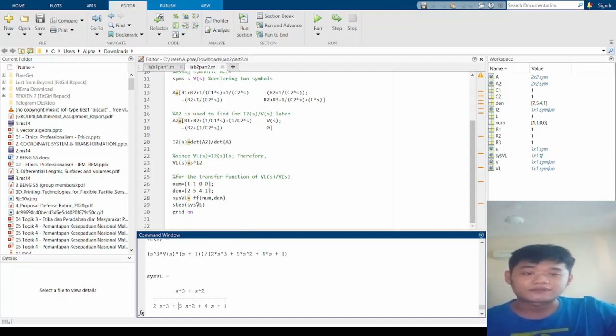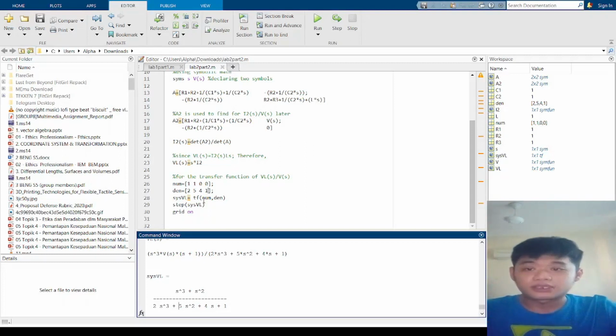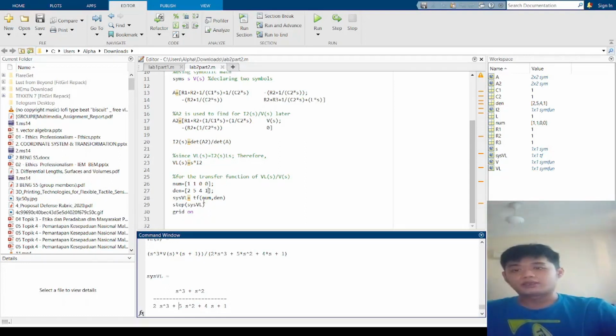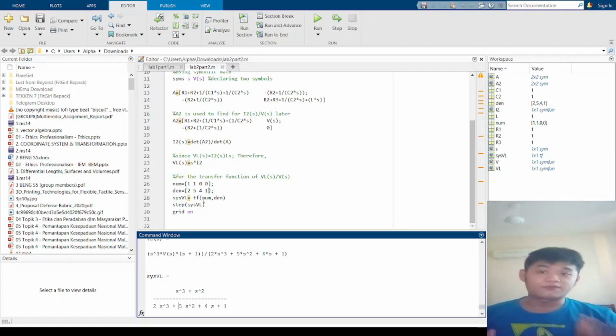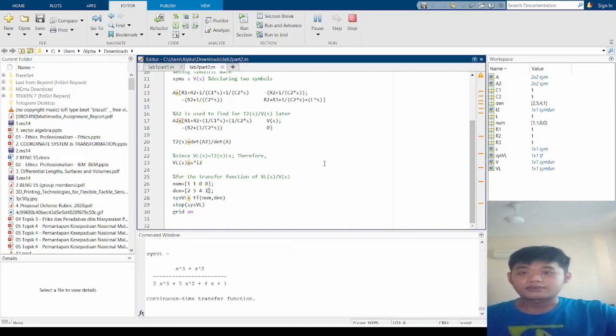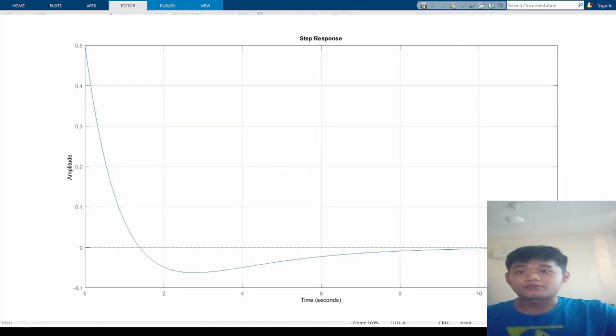And to do the transfer function, we just put TF, which stands for the transfer function, for the code, bracket numerator and also the denominator, then closing bracket. And then we're going to put the value into the sysvl. And then to do the unit step response, we're going to put the code step sysvl again. And then to make everything tidy, we're going to put the grid on. And here's how it's going to look like through the graph.